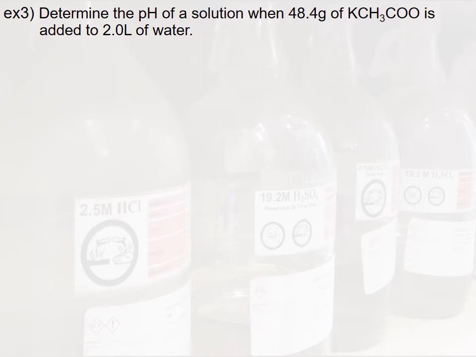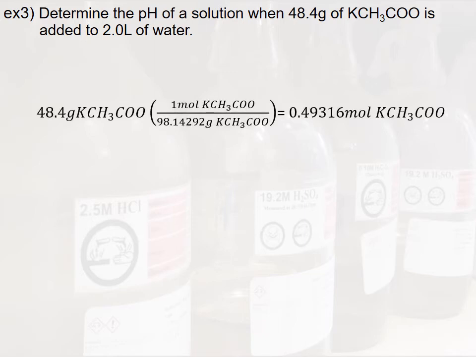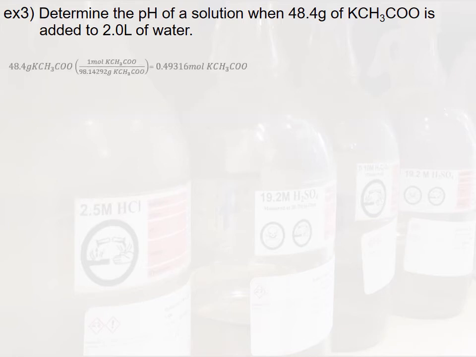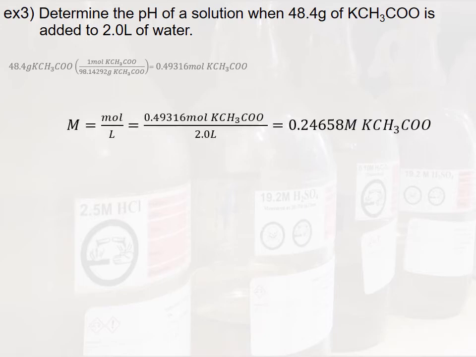I've been given grams. My first step is going to be converting grams to moles. So I'll take 48.4 grams and divide it by the formula weight of potassium acetate. Since I'm looking at equilibrium concentrations, I'm going to want to find the concentration of the potassium acetate, so I will divide it by liters to give me the molarity of potassium acetate.